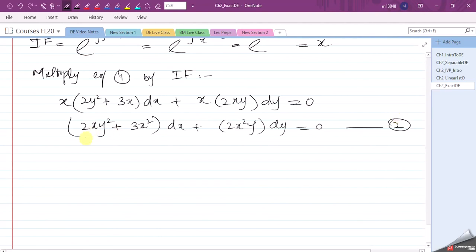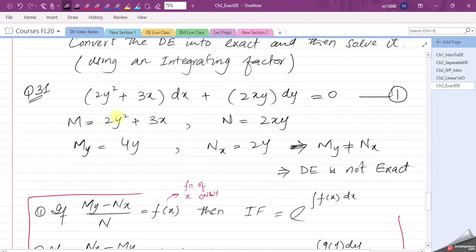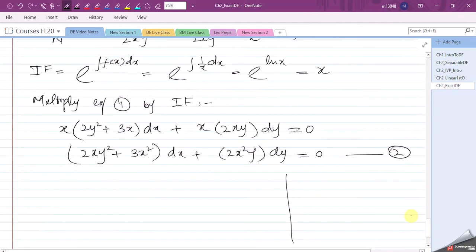Right, let's check again. If I have done these steps correctly, if I have done these first derivatives correctly, and I did this check correctly, and then I took the integration correctly and multiplication with no error, this new equation must be an exact equation. Well, that's what the theory says, but just to be sure, we will check.